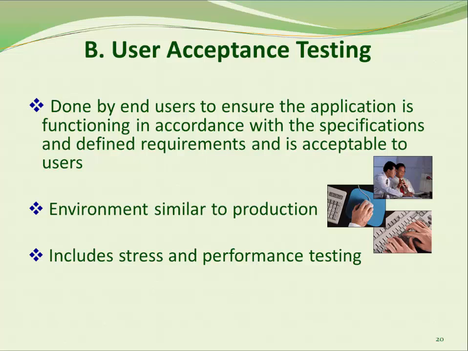System stress and performance testing should be a part of acceptance testing. The testing methodology must be rigorous and results must be documented thoroughly. Let's look at the goals of UAT.